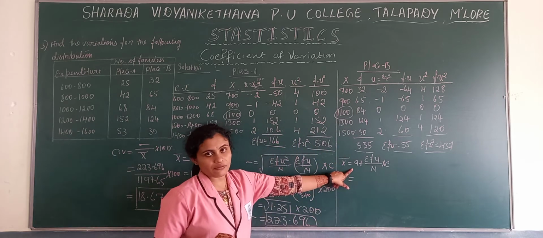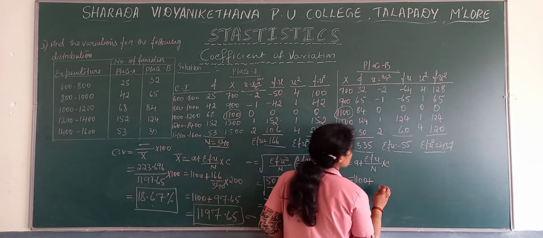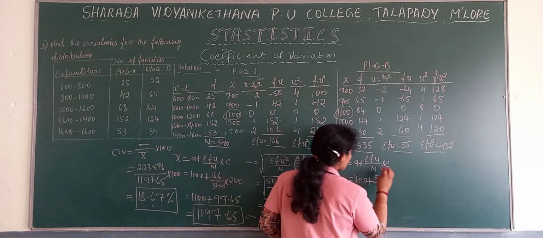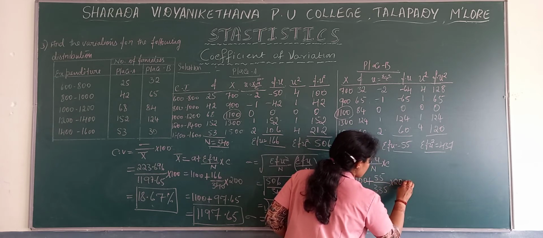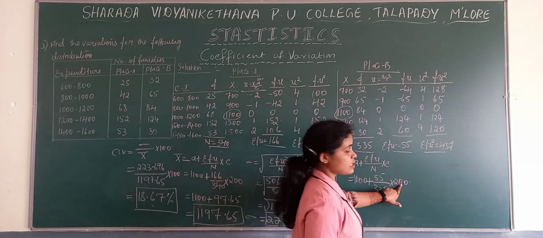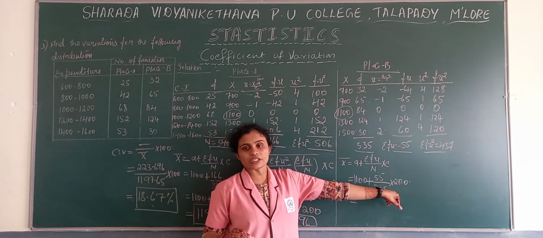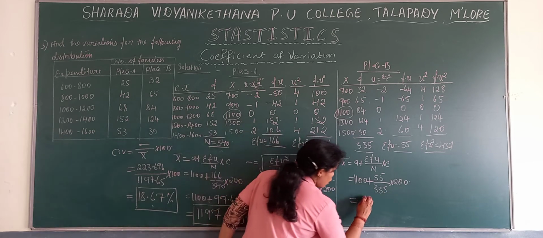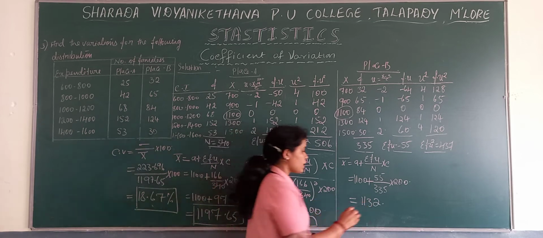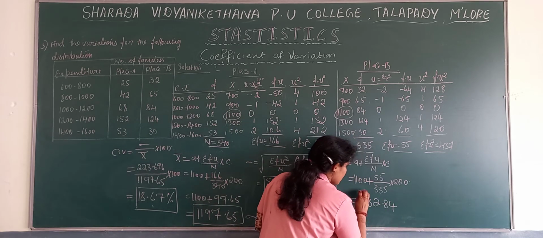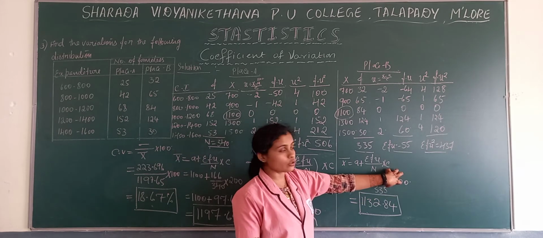So here firstly we calculate mean, that is nothing but A plus sigma FU divided by N into C. So we know that we have taken A as 1100 plus FU is 55 divided by your N value is 335 into 200. This is the gap or the width. So here when we do so, we get our mean value as 1032.84. This is our mean value. I have taken here directly, you calculated 1100 plus whatever value you get here.